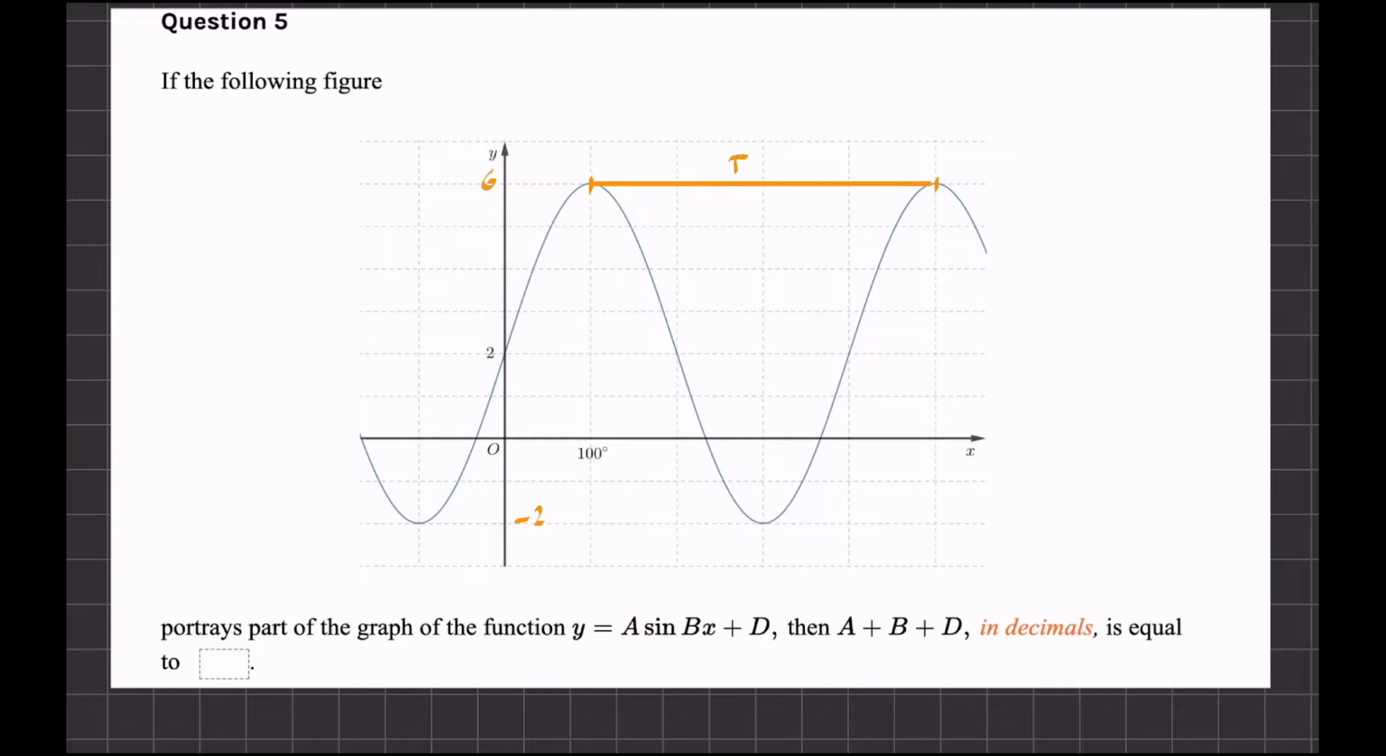And if I want to read it, it is very simple. This one is 100 degrees, so every grid is 100 degrees. So 1, 2, 3, 4. So T is 400 degrees. Now, using these pieces of information, I can immediately answer all the unknowns a, b, and d. So let us go back to the original size now.